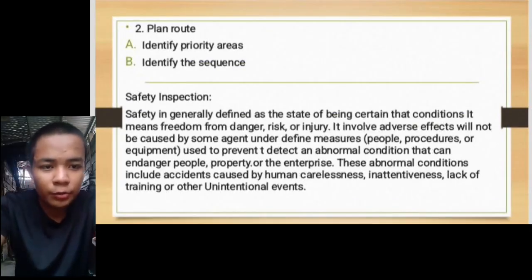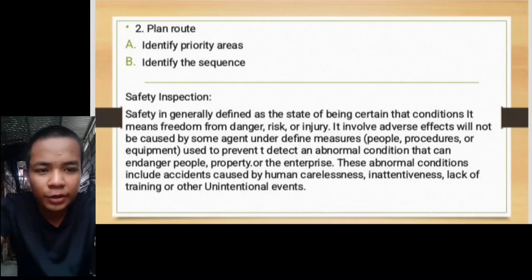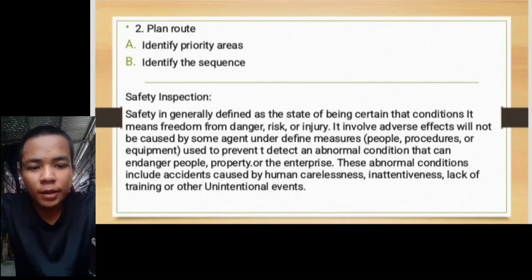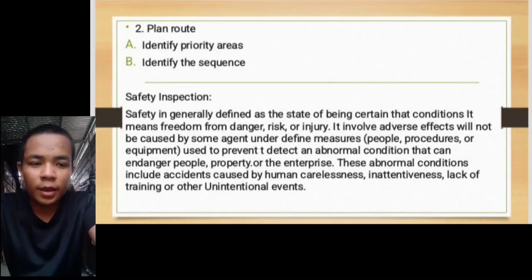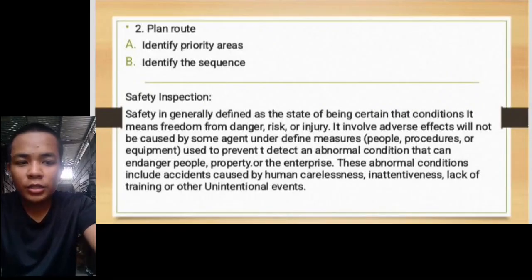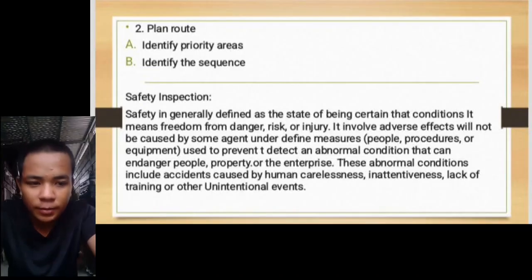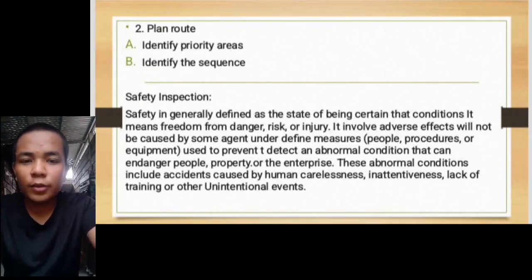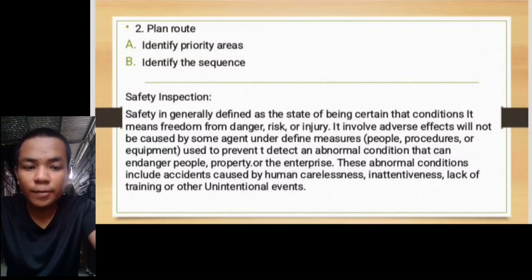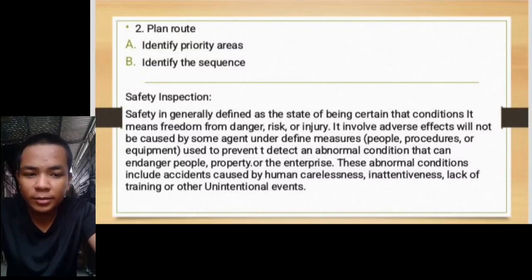2. Plan route. A. Identify priority areas. B. Identify the sequence. A. Identify priority areas. Determine which location or section should be inspected first based on risk importance. B. Identify the sequence. Plan the order in which the inspection will take place for efficiency and thoroughness.